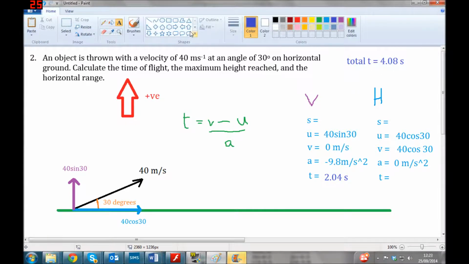Cool, that's the first part done. Let's underline it to tell us that we did it. Good. The maximum height reached, that's going to be this one. So how am I going to do this? No, it's not going to be this one, is it? It's going to be this one, maximum height.